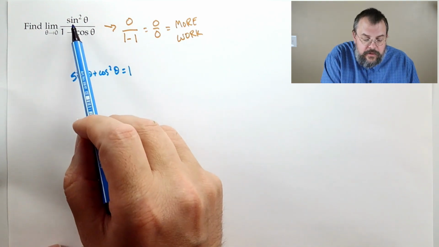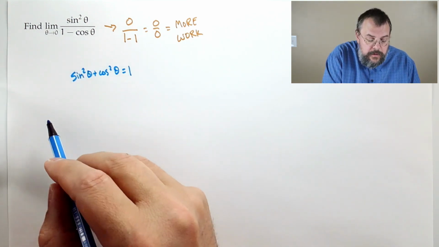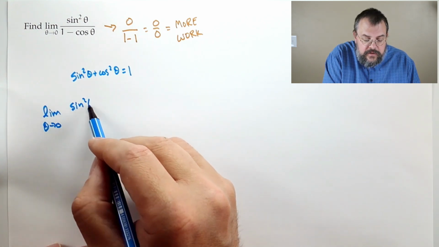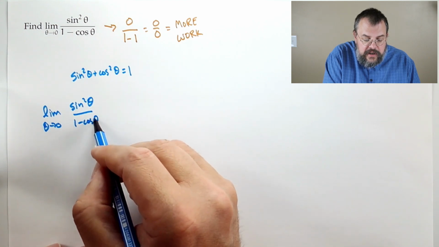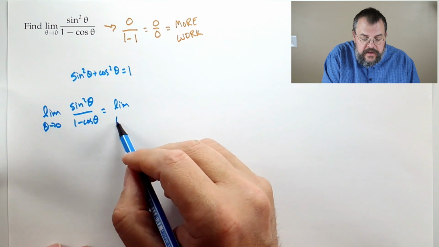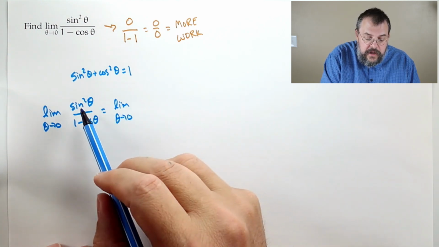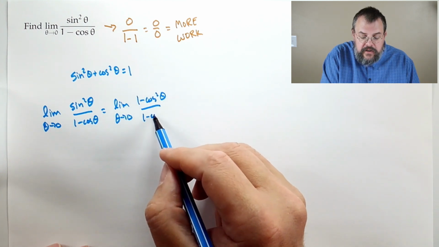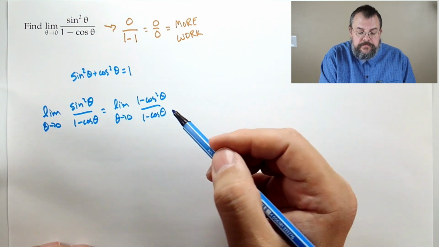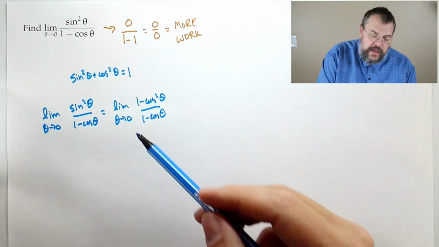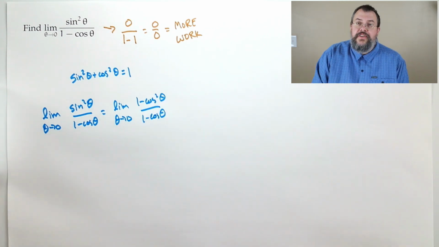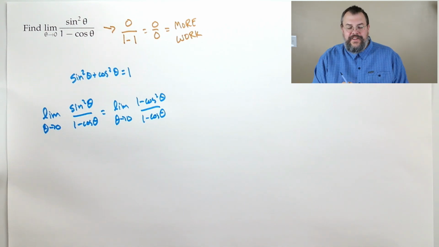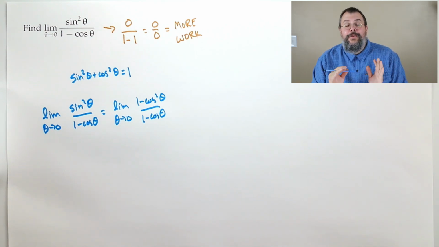So I see there's a sine squared, so let's replace sine squared. Our limit as theta goes to 0 of sine squared of theta over 1 minus cosine theta is really the same as the limit as theta goes to 0 of, now sine squared is 1 minus cosine squared, over 1 minus cosine. Now you might think, oh, I'll cancel the 1s, I'll cancel the minuses, I'll cancel a single cosine, and then I'll just end up with the cosine. No. That's not how it works. Let's be careful.